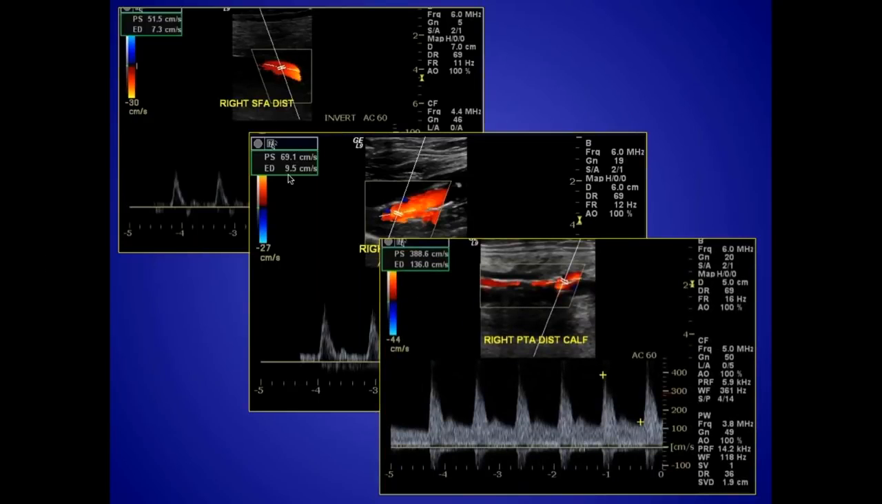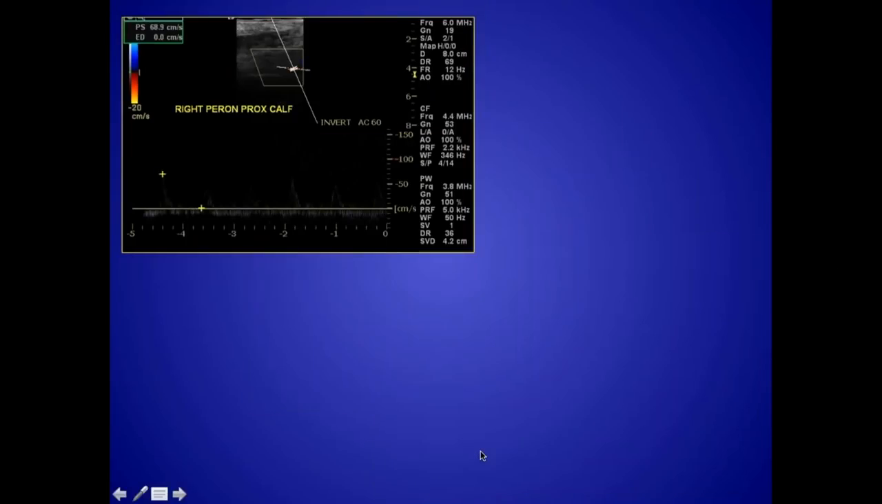But once we get into the calf, we start to see multiple lesions. Here in the posterior tibial artery, toward the distal calf, we have a high-grade stenosis, almost 390 centimeters per second. Again, not triphasic, spectral broadening, high velocity. Some of this stuff we see here below the baseline is related to bruit artifact.